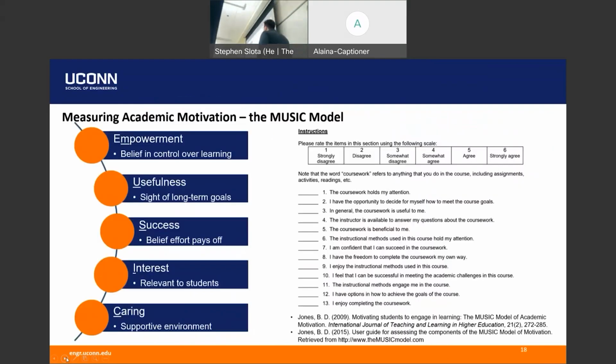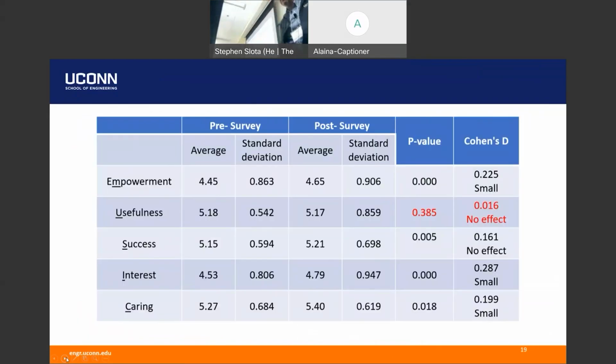So we've done a lot of different analysis on how students perceive using this. And one of them that we used is Brett Jones's MUSIC model. It's measuring academic motivation. So it's looking at how students respond to this. It's basically a nice survey that looks at these different criteria of how students perceive playing the game. And so it looks at things like empowerment, usefulness, success, interest, and caring. And if you look at the data for this, pre-post, what you see is that most of these things increase pretty significantly.